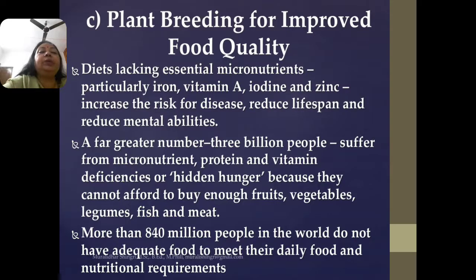Plant breeding is also required for improved food quality. A diet lacking essential micronutrients, particularly iron, sometimes vitamin A, iodine, zinc, may increase the risk of disease. It reduces lifespan and reduces mental ability, or causes retardedness also. So a far greater number, 3 billion people, suffer from micronutrient, protein and vitamin deficiency, sometimes called hidden hunger. It is known as hidden hunger because they cannot afford to buy enough fruits, vegetables, legumes, fish and meat due to poverty.